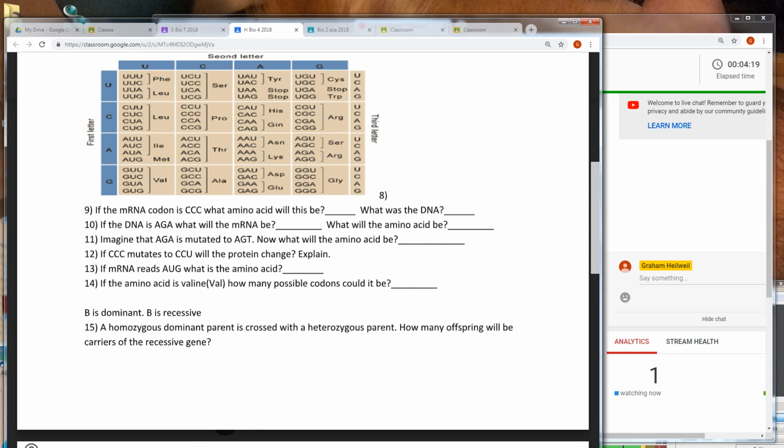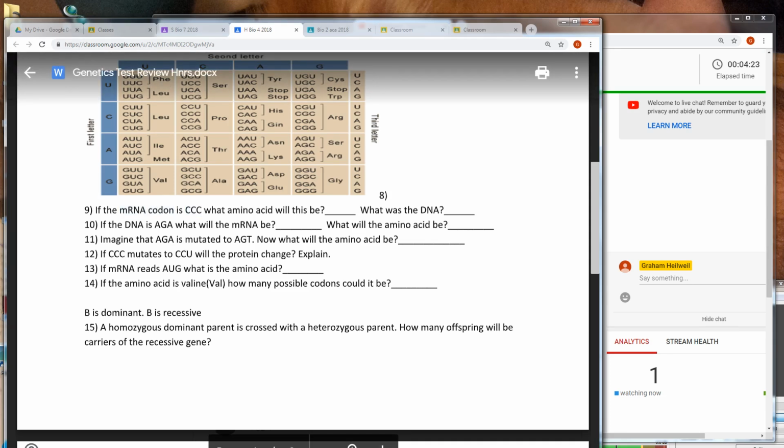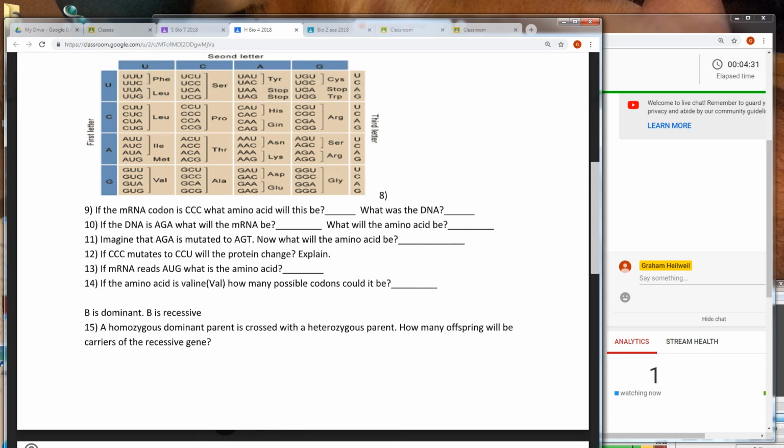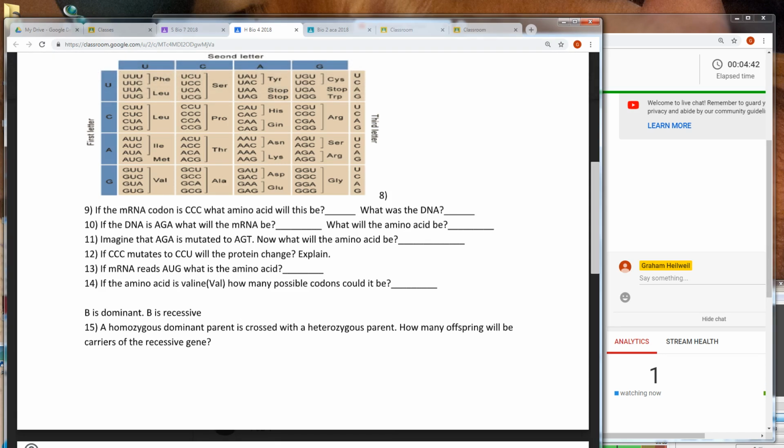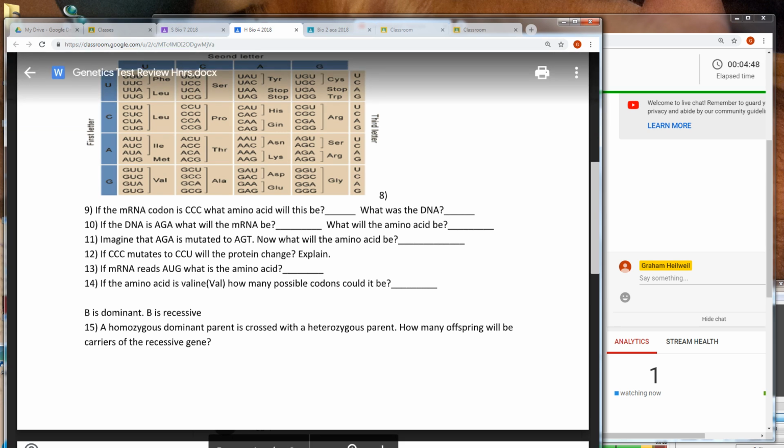This everybody pretty much seemed to be okay with, right? CCC. mRNA. So CCC, you look up here, it's mRNA. This is all mRNA up here, so Pro, right? What was the DNA? GGG. If DNA is AGA, you have to turn that into mRNA. UCU. Amino acid, Ser. It's mutated. So now it's going to be UCA. And what's the amino acid? It's still Ser.